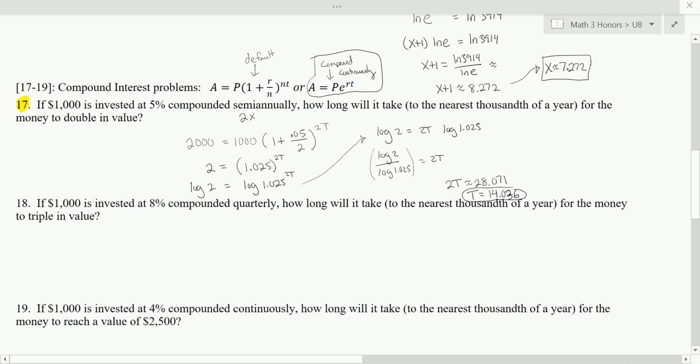But that's the same if you invested $1 billion: in 14 years, you'd have $2 billion. So it just depends how much you invest, right?